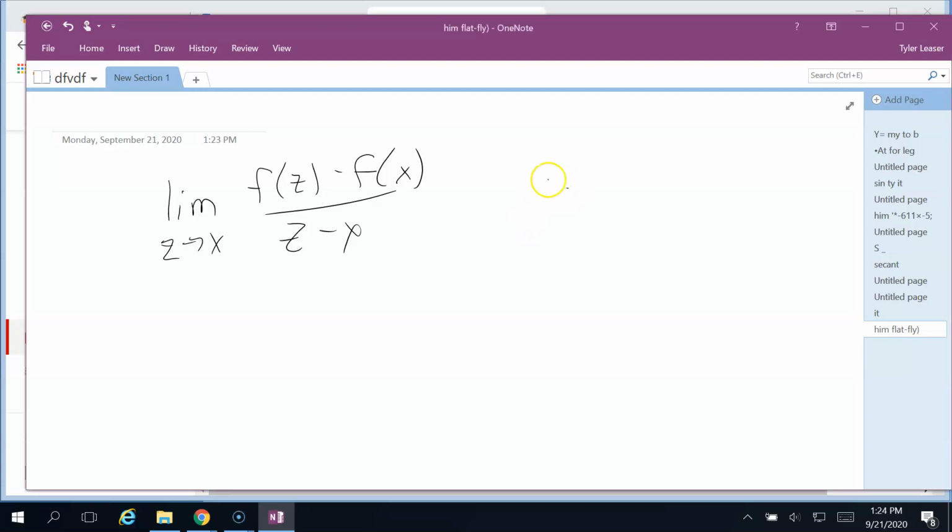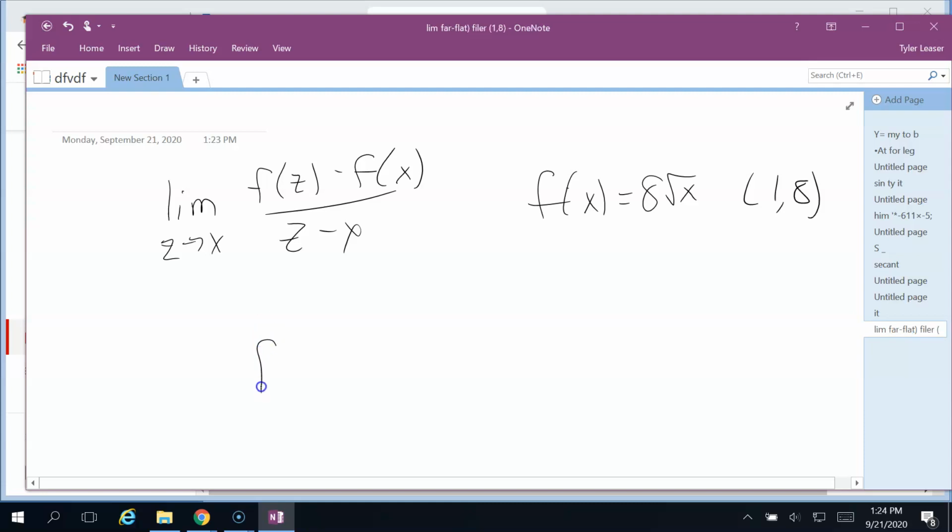All right, hey, so we were looking at this function f of x is 8 square root x. We're at the point (1, 8), and we want to find the equation of the tangent line. So what we need is to find the derivative of my function and then plug in 1 to figure out what the slope is.